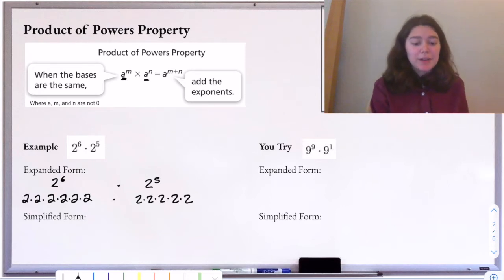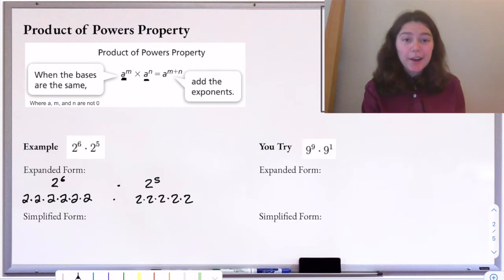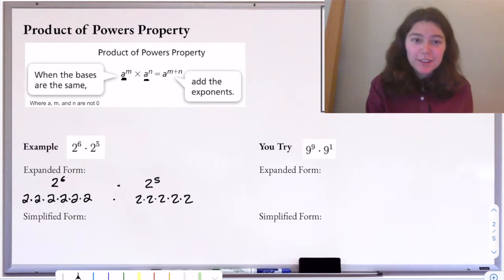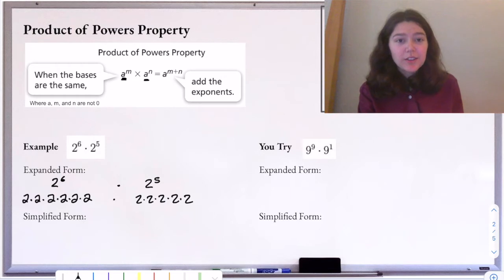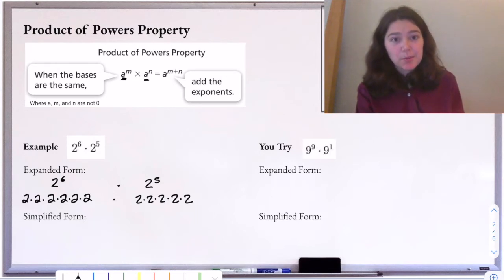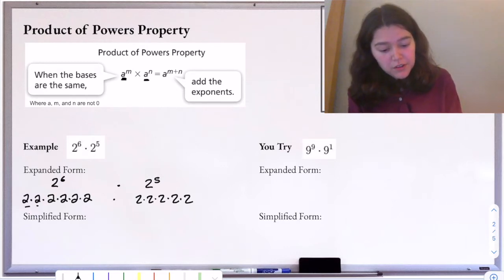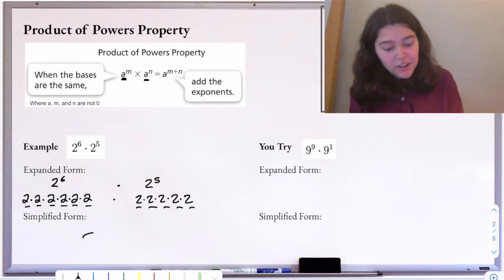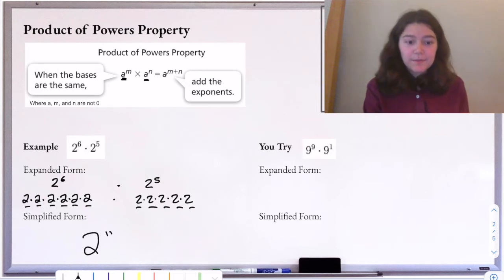And now I want to write my simplified power. So really what I'm asking myself here is, how many 2s are being multiplied by itself? Right, how many 2s are there that we're multiplying? So we could just count 1, 2, 3, 4, 5, 6, 7, 8, 9, 10, 11. So 2 to the 11, okay?